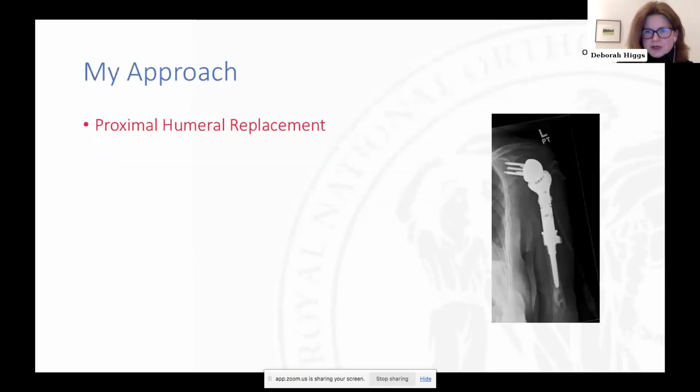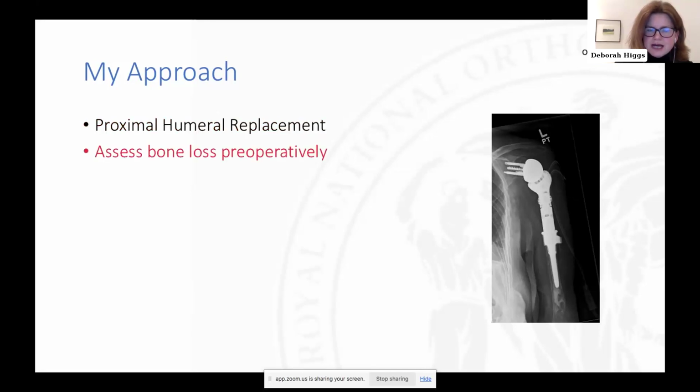In terms of my approach, if there's very small bone loss, so less than 4 centimeters, I will try and overcome that with a thicker polyethylene insert or a larger glenosphere. My implant of choice has a 135 neck shaft angle and lateralizes off the glenosphere. So perhaps something to consider depending on what system you use.